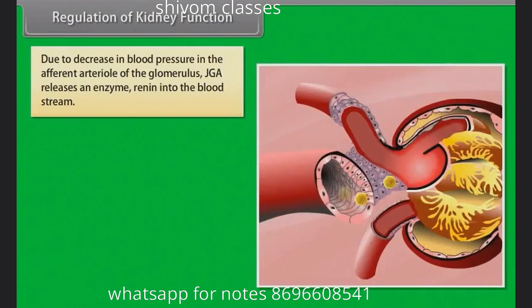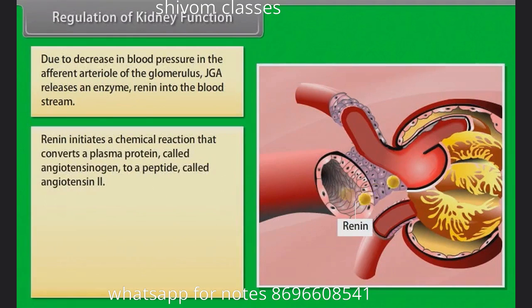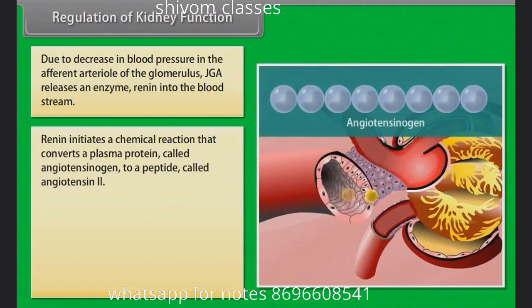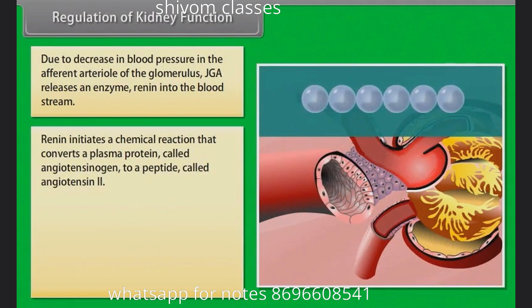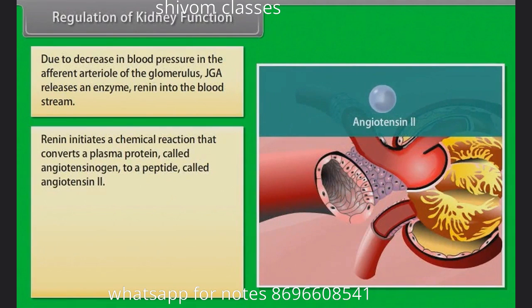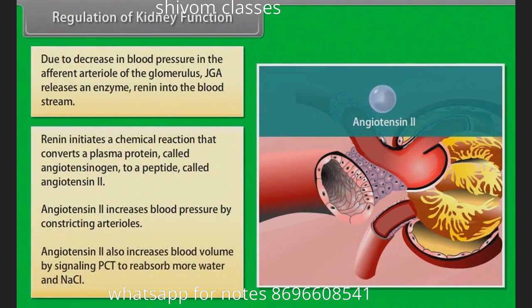Due to the decrease in blood pressure in the efferent arteriole of the glomerulus, JGA releases an enzyme, renin, into the bloodstream. Renin initiates a chemical reaction that converts a plasma protein called angiotensinogen to a peptide called angiotensin II. Angiotensin II increases blood pressure by constricting arterioles. Angiotensin II also increases blood volume by signaling PCT to reabsorb more water and NaCl.